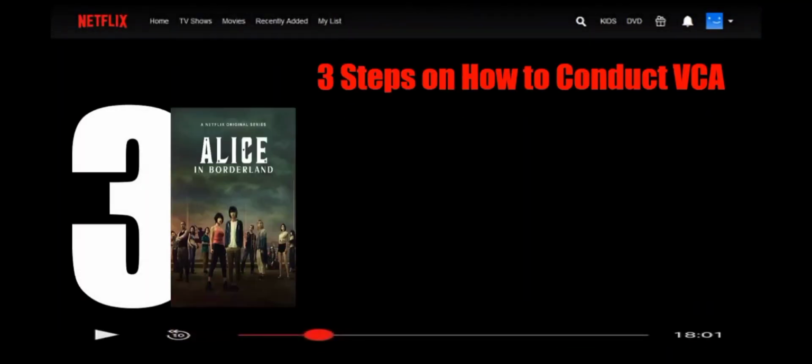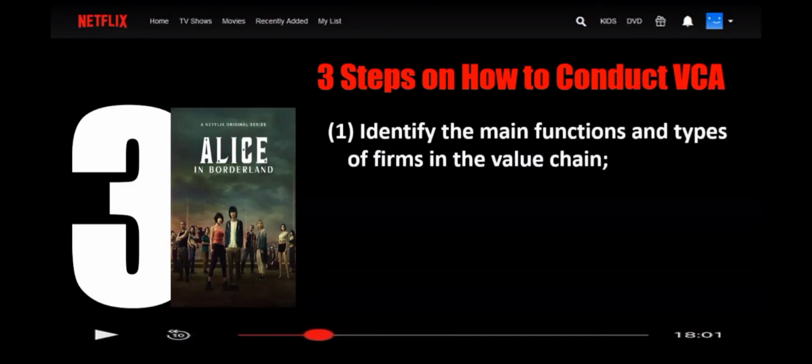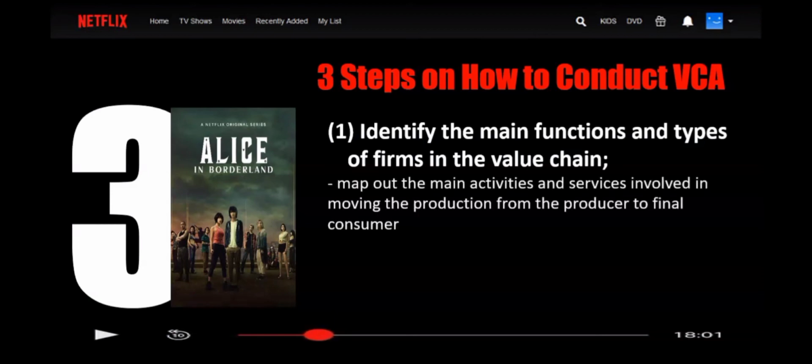How to conduct a value chain analysis. There are 3 steps in conducting a value chain analysis. And the first one is to identify the main function and type of firms in the value chain. In identifying the firm's value chain, we must first map out the main activities and services involved in moving the production from the producer to final consumer.